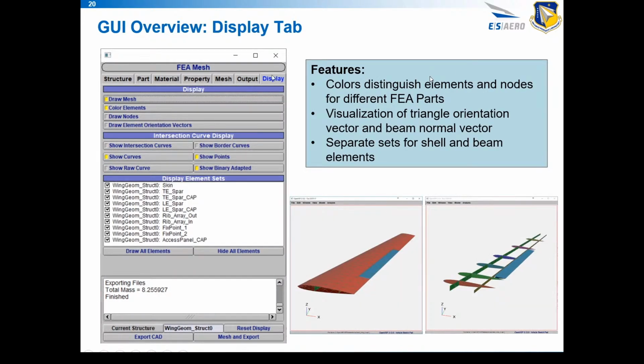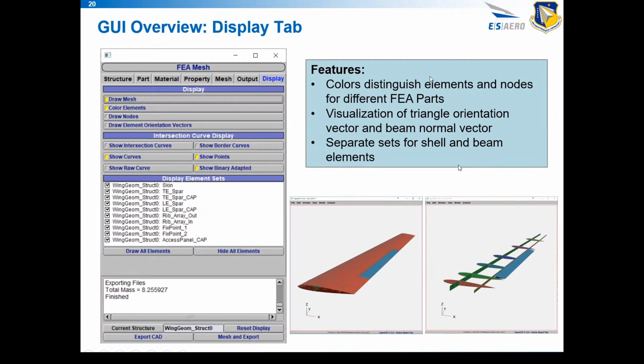Last, for the GUI tabs, we have the display tab. This is going to be available after you've actually generated a mesh. It allows you to visualize the triangle elements, the cap elements, things like that. So we have draw mesh, color elements, draw nodes, draw element orientation vectors. This will show a vector that identifies how each triangle is oriented. This is going to be used for things like composite layups and things like that, I believe.